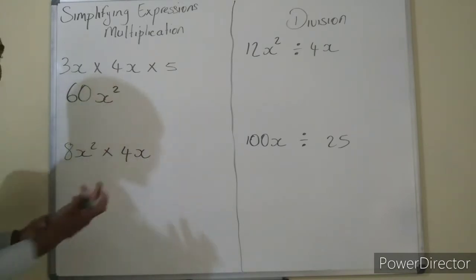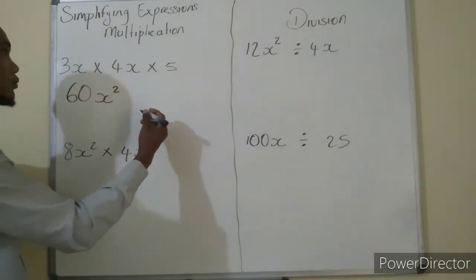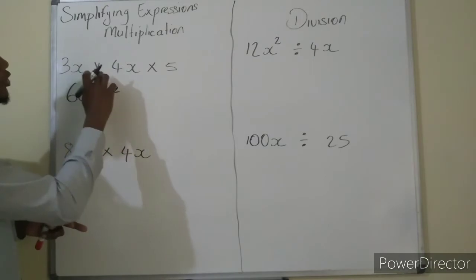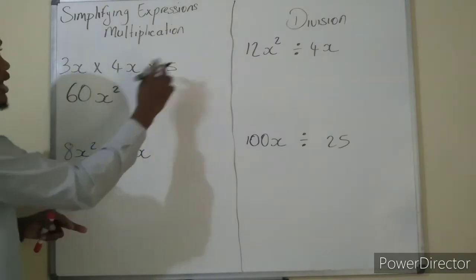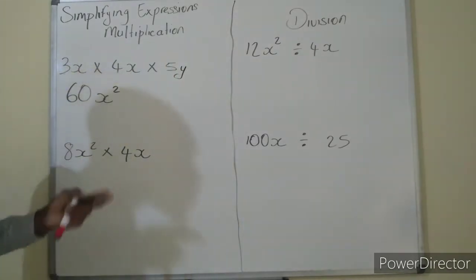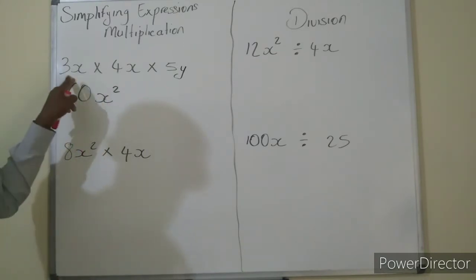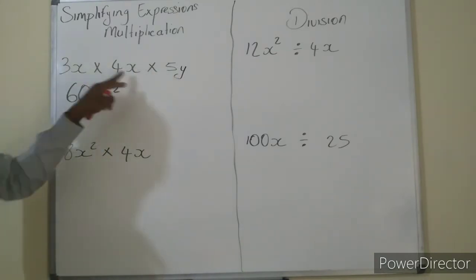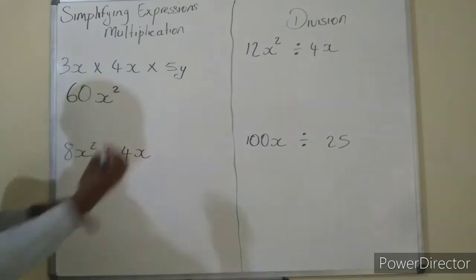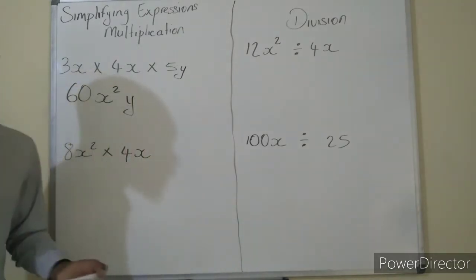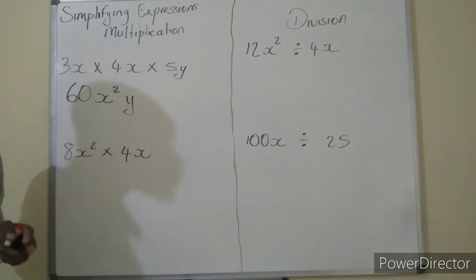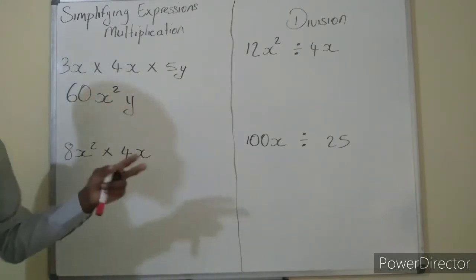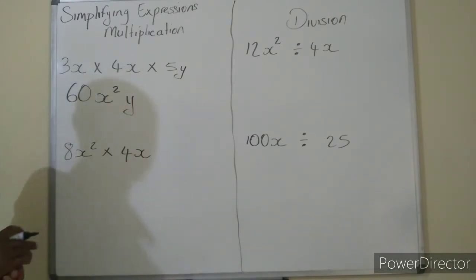If there's another variable in the question, you will simply write it afterwards because it's different and you wouldn't add it up. Meaning, for example, say this was 3x times 4x times 5y. After you work out the numbers and the x's, because there's a y, you just put it on for your final answer. That's all you do when you're multiplying expressions in order to make them simplified or condensed.